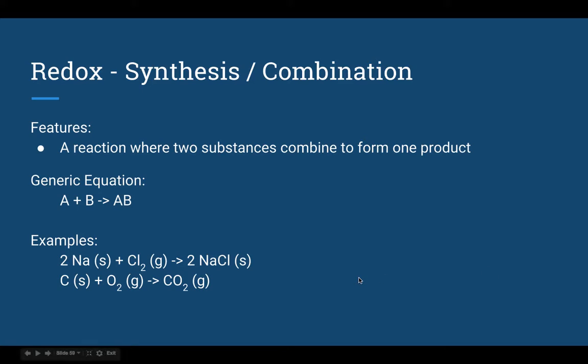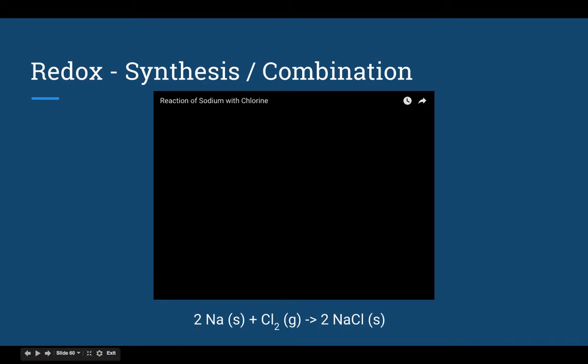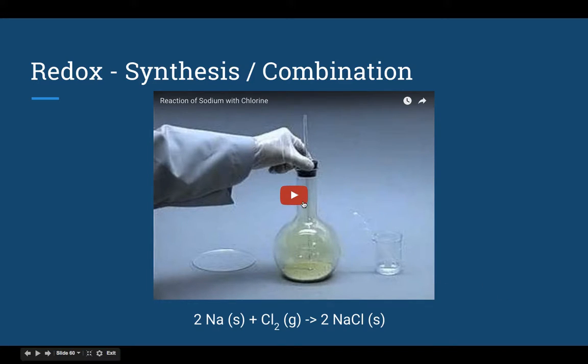Another one here is carbon and oxygen. So carbon is a solid. Oxygen gas is a diatomic gas here, and when they combine, they form CO2. Okay, so two things combining to one. An example here is sodium reacting with chlorine.